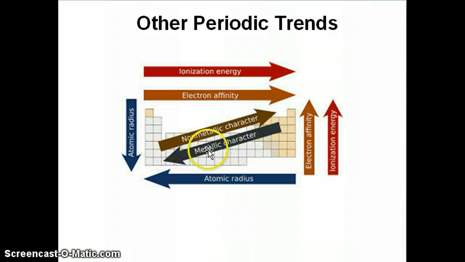Another property we'll talk about is something called metallic character, which is basically the idea that metals tend to conduct electricity and heat very well, they're malleable, and so on. What we notice is that as we go from the top right to the bottom left, the metallic character is increasing. In other words, things look more and more like metals, whereas up at the top, things look a lot like nonmetals: they don't conduct electricity or heat, and they're not malleable.